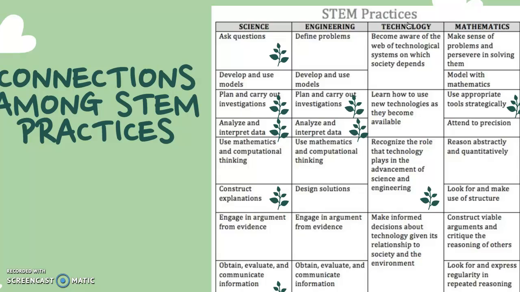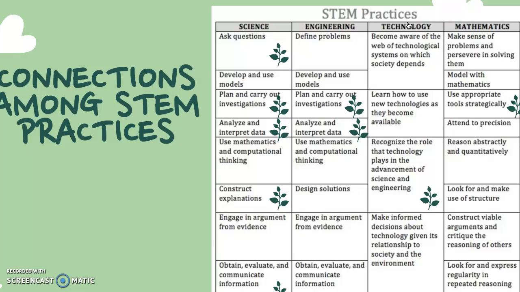And then finally, looking at the connections among STEM practices. For science, students would have to ask questions. They would have to plan and carry out investigations for both science and engineering. They would have to analyze and interpret the data that they gathered. And then students would have to construct explanations in order to explain the results of the experiment and why they came out the way they did. They would have to obtain, evaluate, and communicate information, similarly to construct explanations as well.